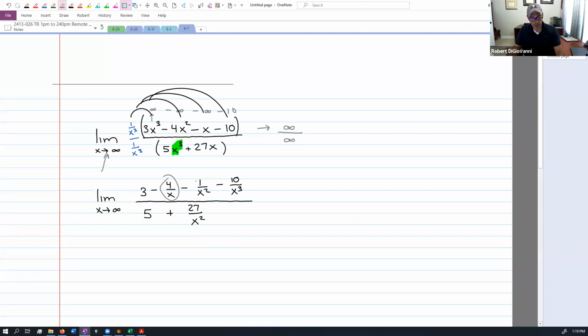And now everything with a constant on top and an x on the bottom, all of those will vanish, right? And this is the first time this has happened. We're actually left with a number on top, aren't we? We're left with 3. And on the bottom, we're left with the 5. And so your answer is 3/5.